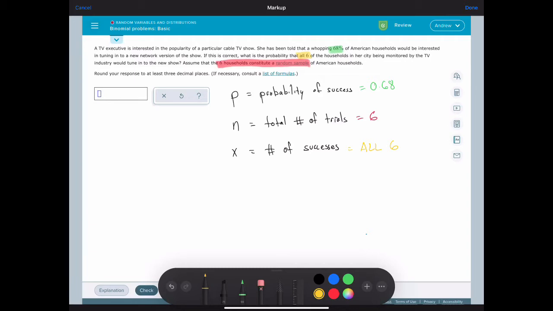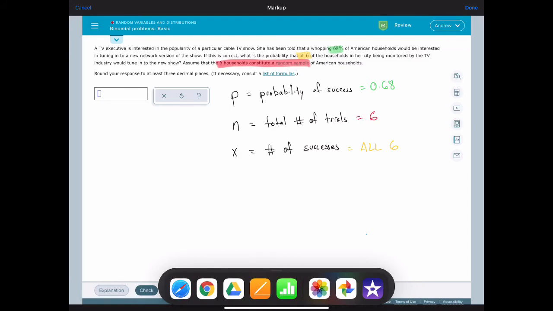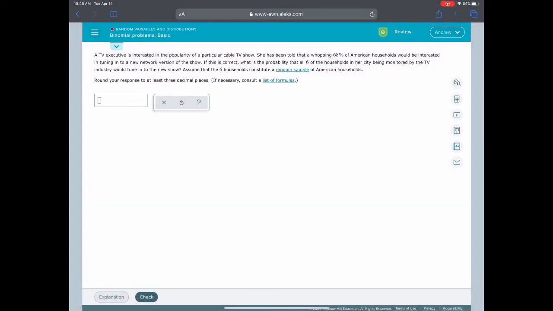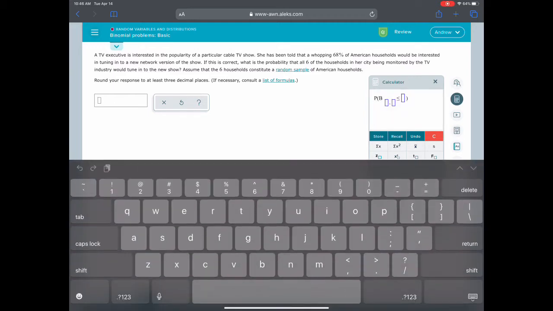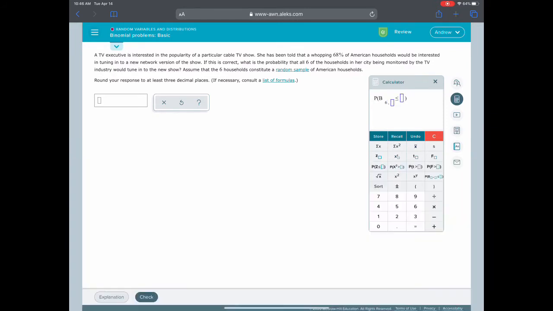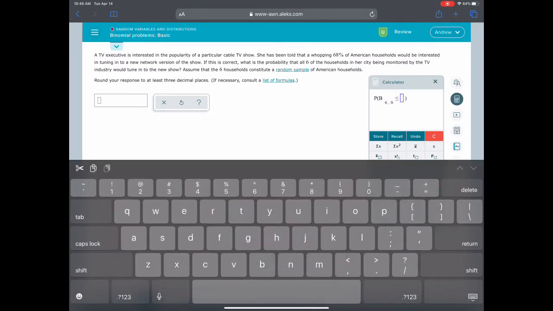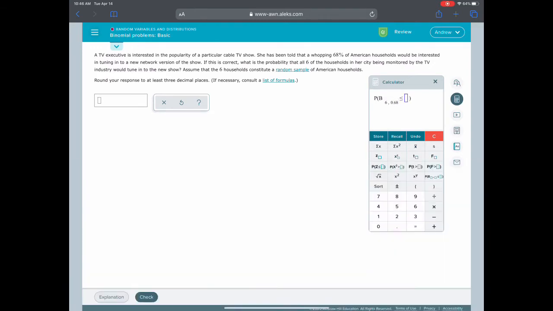We could use a formula to do this, but Alex has a handy calculator for us. So let's jump over to the calculator. The calculator has this binomial button down here at the bottom, and it is separated out into 3 things. The first blank is going to be your N. There are 6 total households we're looking at. The second blank is going to be the probability, so 0.68.